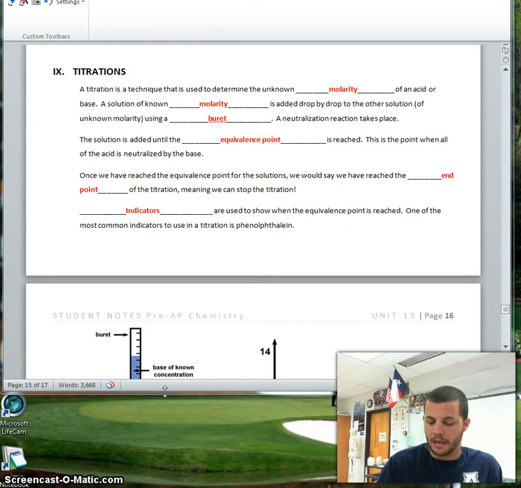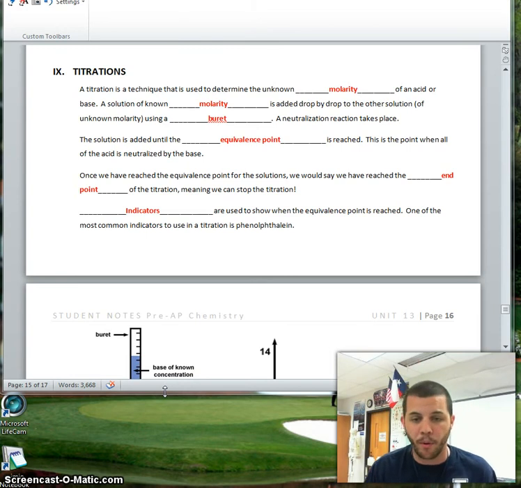So eventually there's going to be a point where you add one extra drop, and that one last drop is going to turn this into a faint pink color. That's what you want. That's called the equivalence point. That's when the solution has been neutralized. If it's an acid that we started off with, then you've neutralized it with the base. At that point you've also reached the end point, which is where we're going to stop the titration.